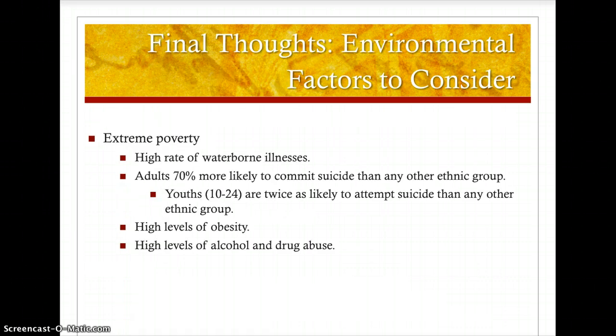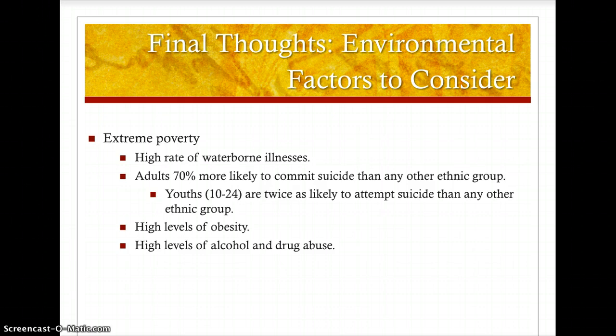Final thoughts. When caring for a Native American patient, be sure to consider environmental factors that may be contributing to their illness or injury. Because of the environmental hazards present on reservations and the poverty faced by many who reside there, waterborne illnesses are among the most frequent causes of hospital stays for Native Americans. High levels of alcohol and drug abuse are also related to the impoverished state of many reservations.